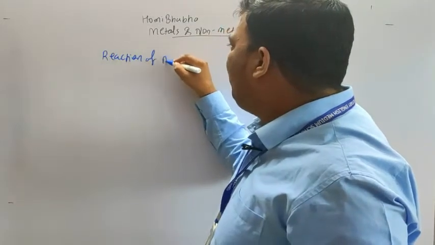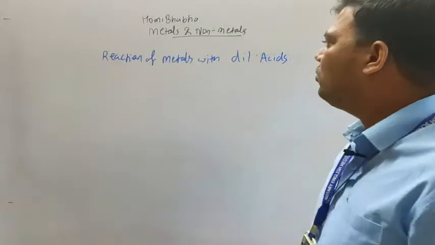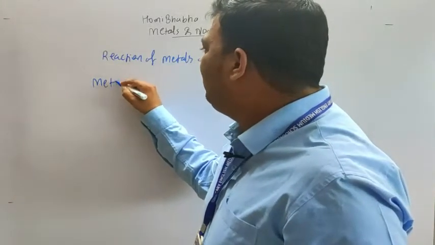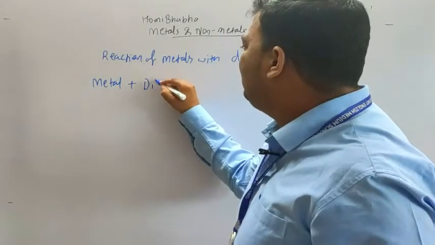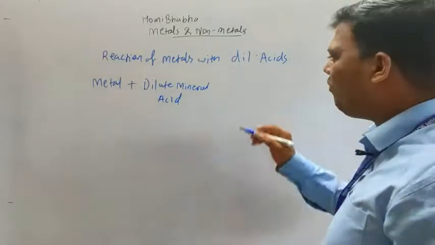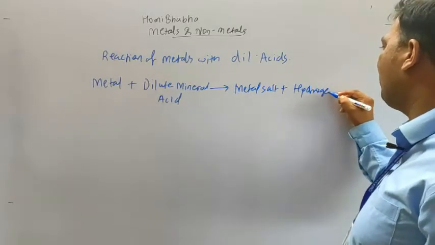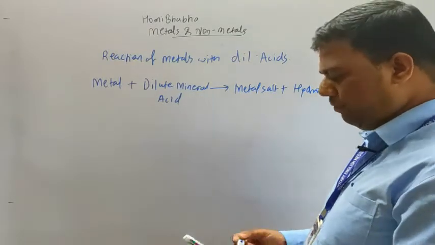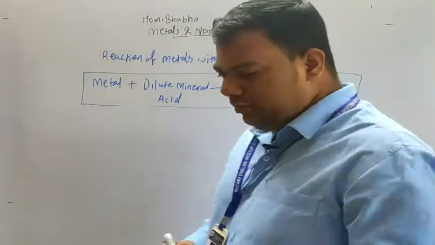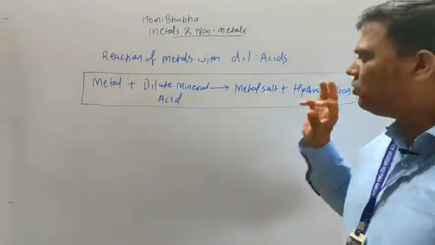Reaction of metals with dilute acids. So see here, in reactions of metals with dilute acids, generally what will happen: metal plus dilute mineral acid. What are they giving us? They are giving us metal salt plus what? Yes, hydrogen gas. It is very important here. Metal salt plus hydrogen gas. So keep this in mind: this reaction, metal plus dilute mineral acid, gives out metal salt plus hydrogen gas.